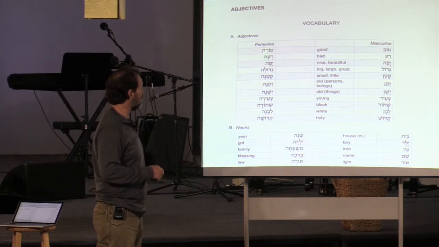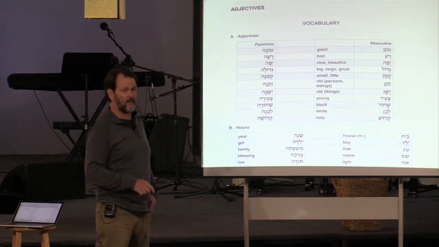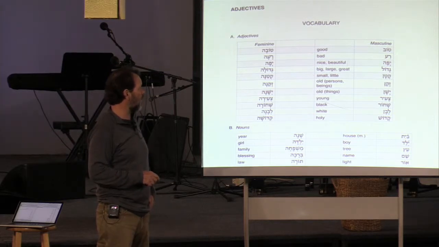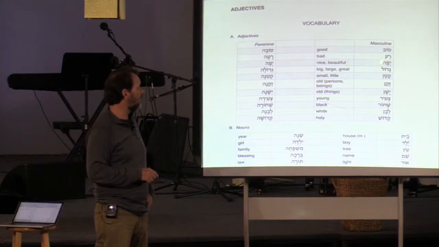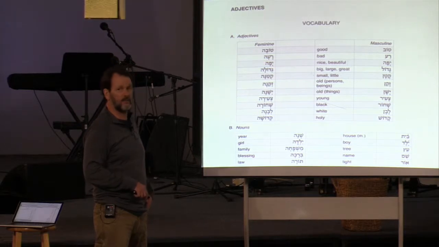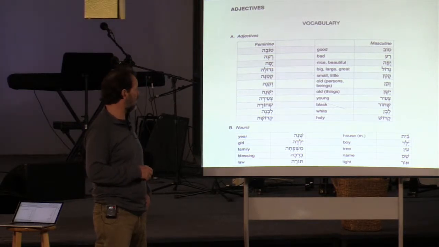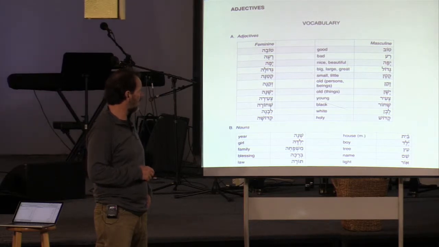So once again, just simply add the gametz and the hey at the end of the word, and it's just that simple. Ra, so now we have two opposites, tov, ra, good and evil. Okay, now let's make ra feminine. Simply add the gametz and the hey. That's just that simple. Ra, ra'ah. So tov, tova. Ra, ra'ah.